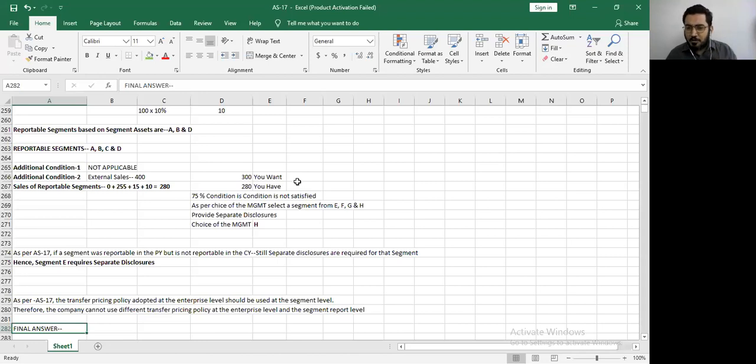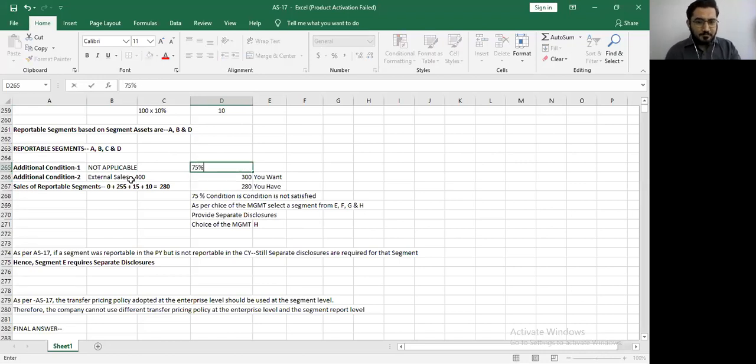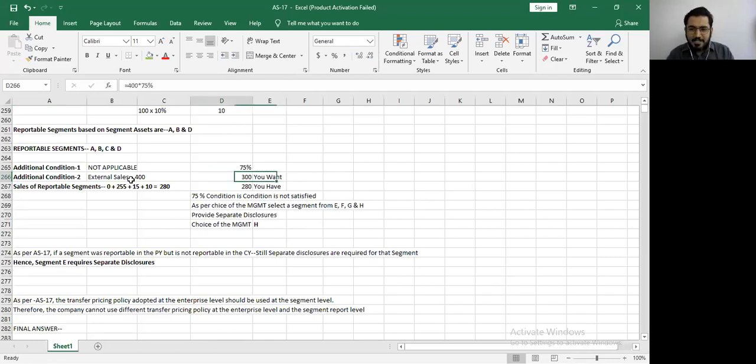Come to additional condition number 2, which, Harshit, is also your doubt, so let's understand that. It says at least 75% of the external sales should belong to the reportable segments. So I calculated: my external sales is 400, and 75% of it will be 300. 300 is what we want. Against that, we have 280 as the total revenue from reportable segments, which means this 300 condition is not being satisfied. What have we been asked to do to satisfy it?